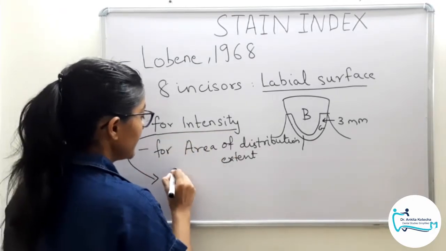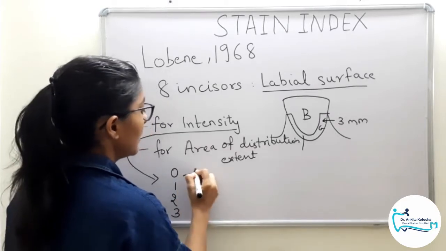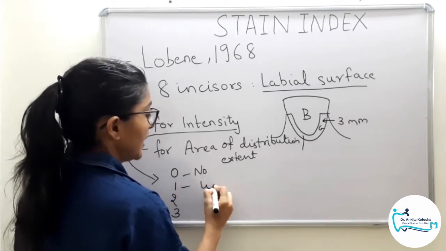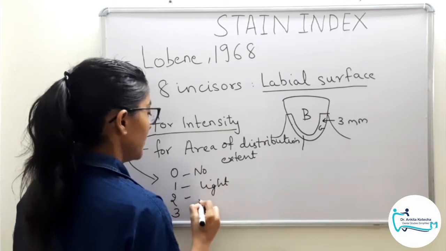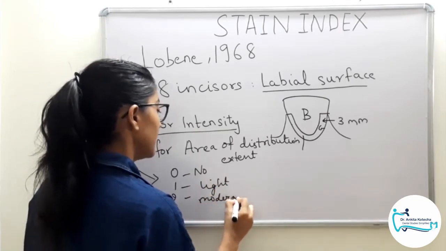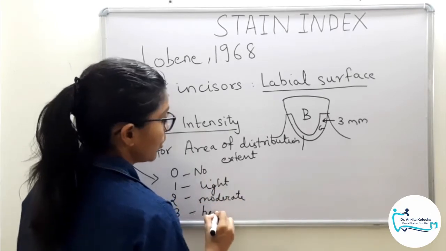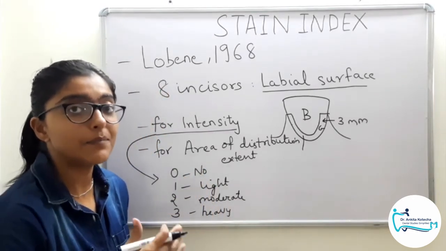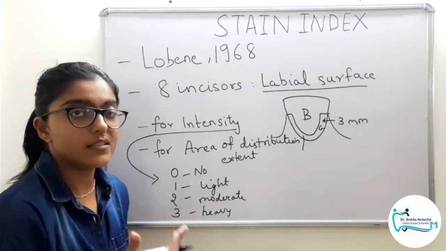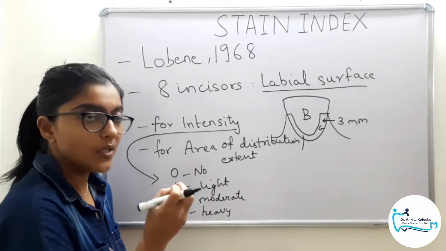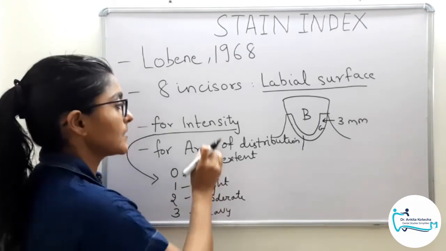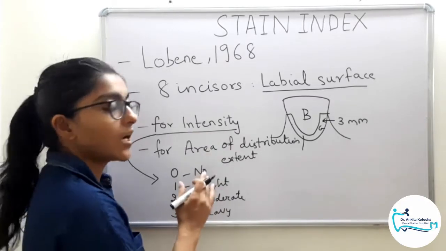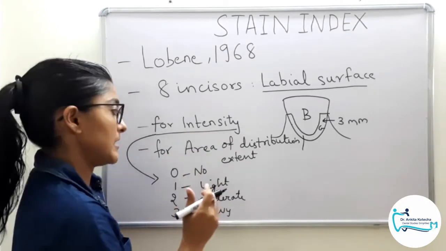So for intensity: no stain, light stain, moderate stain and heavy or severe stain. Simple. It's just the intensity, how deep is the stain, the depth of the color. The color of the stain, that is what is meant by intensity: how dark or deep colored the stains are.